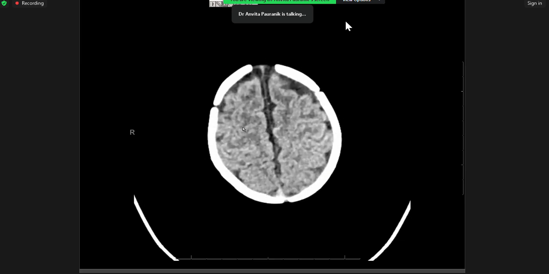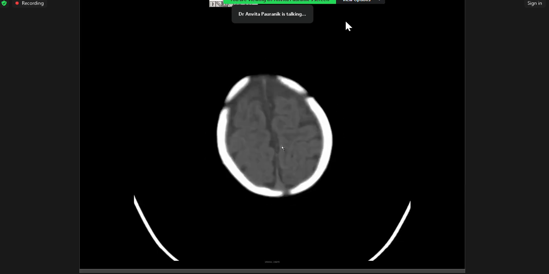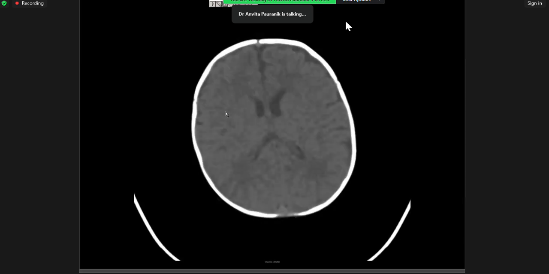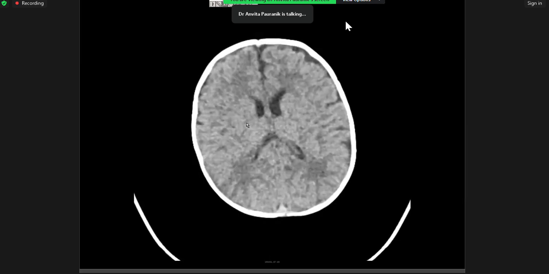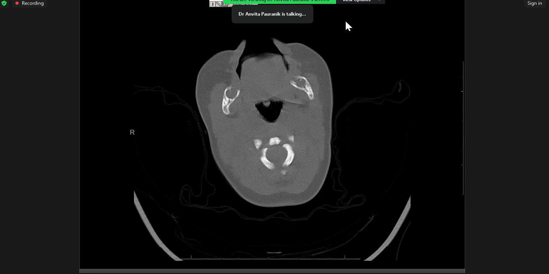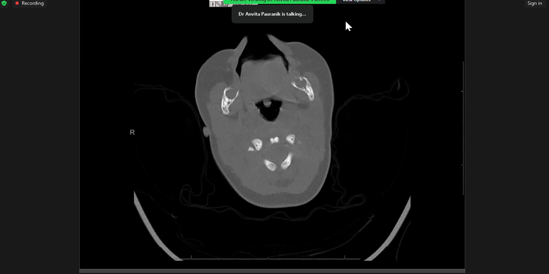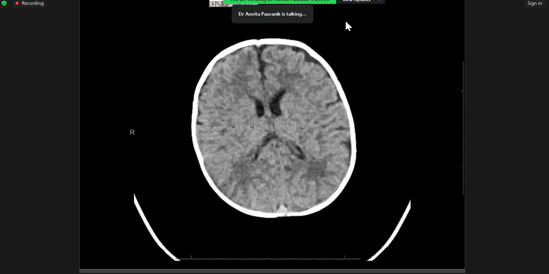It's just because of the extra-axial spaces. And then you can use a different window, look at the normal sutures and fontanelles, right? So our first case is a normal CT head of a newborn. I'll probably skip the bone window for now because my system might crash. It's lots of images. Do you have any questions?